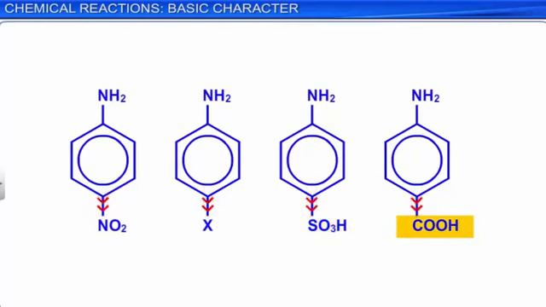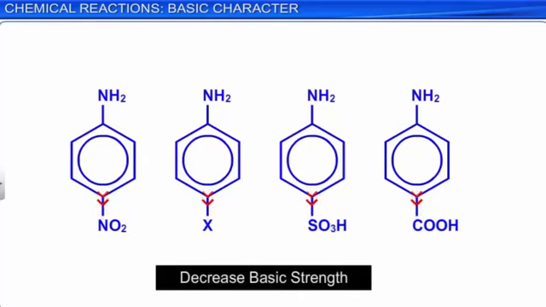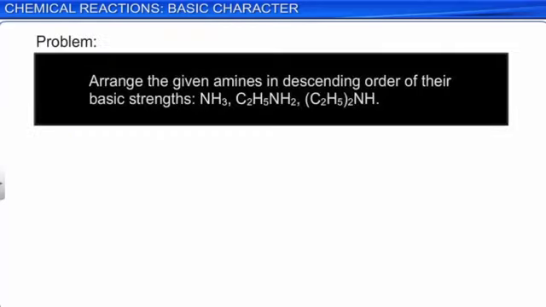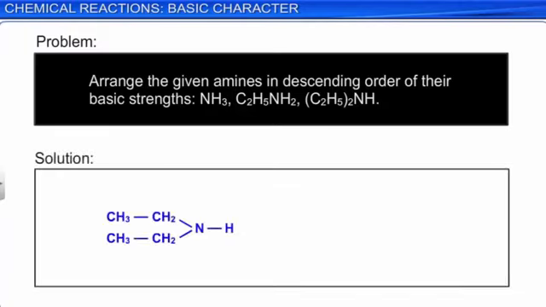Here's a problem for you to try. Arrange the given amines in descending order of their basic strengths. Try to work out the answer yourself before checking the solution. The descending order of basic strengths of the amines and ammonia is dimethylamine is greater than ethylamine is greater than ammonia. This is explained on the basis of the +I effect of the alkyl groups. The more the number of alkyl groups, the more will be the +I effect.